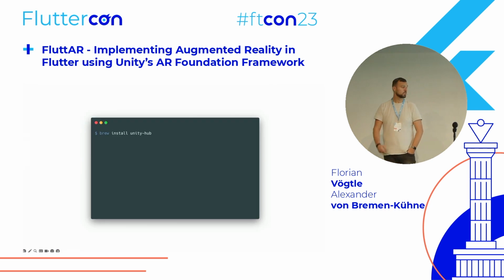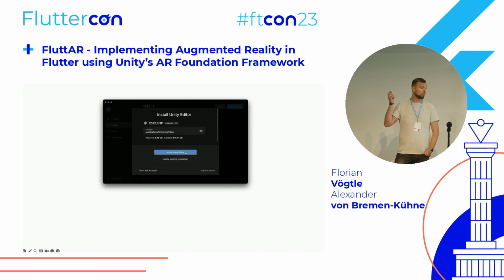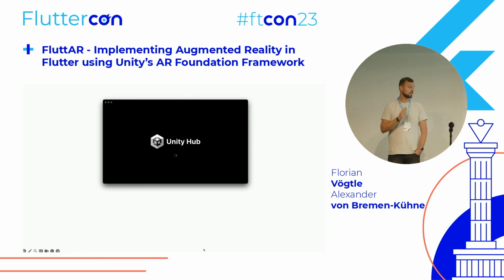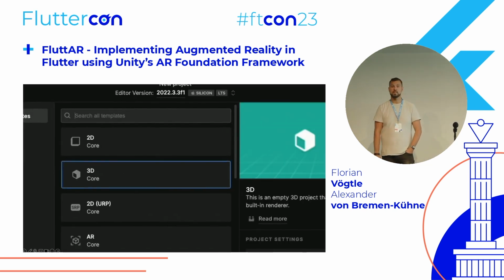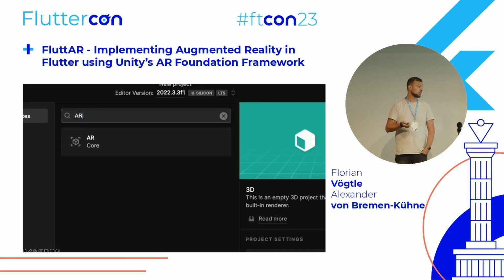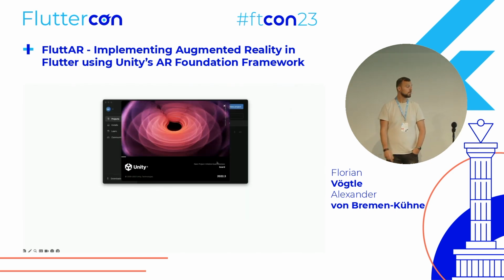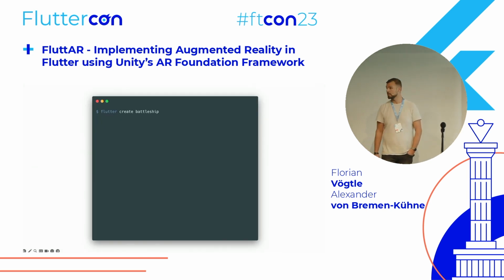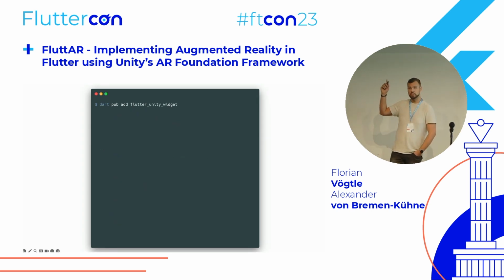In the beginning, you need to install a couple of things. You need Unity Hub, and then you can open up Unity Hub and install Unity, which is going to take a couple of minutes. In this slide, it's faster. Then you can create a new project, choose the AR template, give it a name, and you're done. We have a Unity project. Easy peasy. The next thing is to create a Flutter project. And then the important part is to add the Flutter Unity widget, which glues everything together between those two projects.